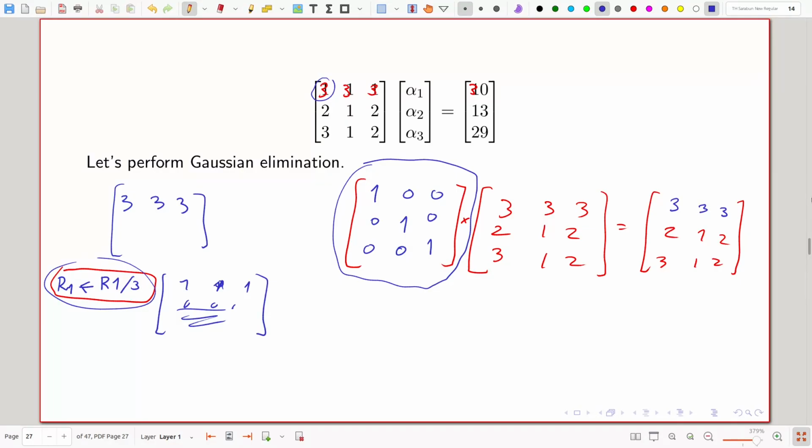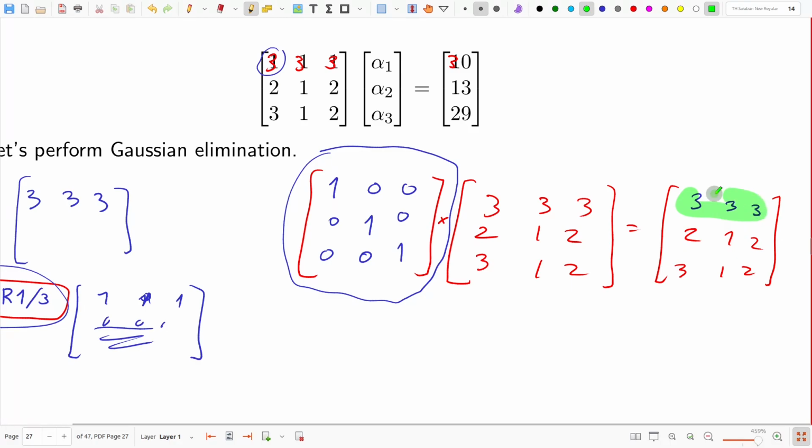Let's try to do the multiplication a little bit. Let's focus on the first row. How can I get 3 3 3? It's because of the way I do matrix multiplication. How do I do matrix multiplication? How do you get the first row when you do matrix multiplication?